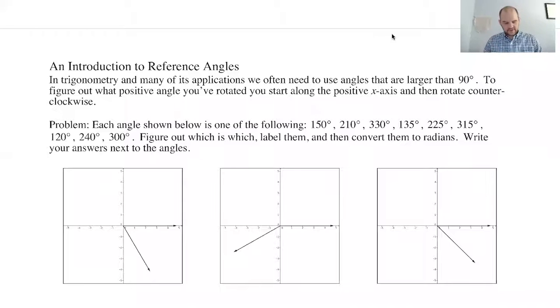Okay, in this video, we're going to talk about page 32 of math analysis, and it's actually the first page of notes 4, and we're going to be talking about an introduction to reference angles. What are reference angles? How do they help us? What can we do with them? So that's what we're looking at.